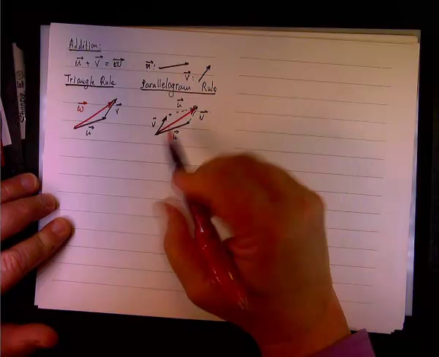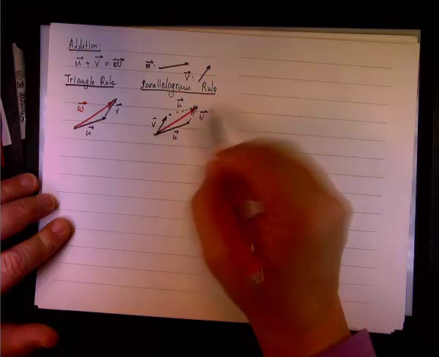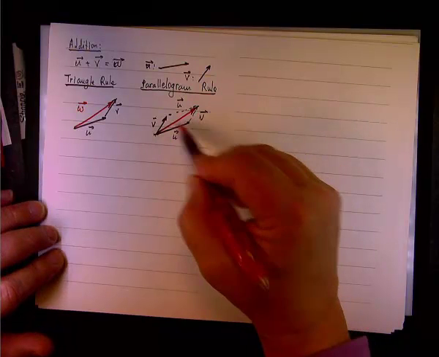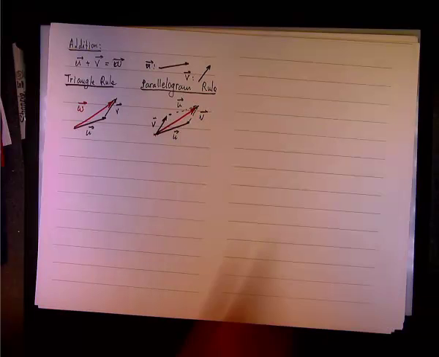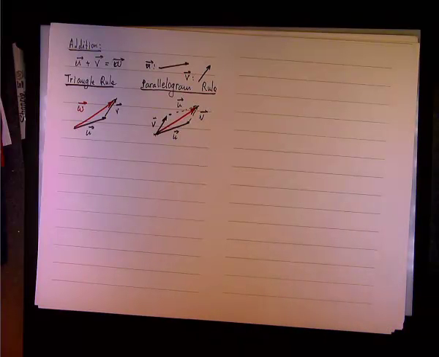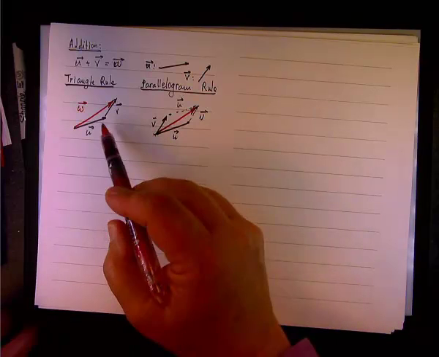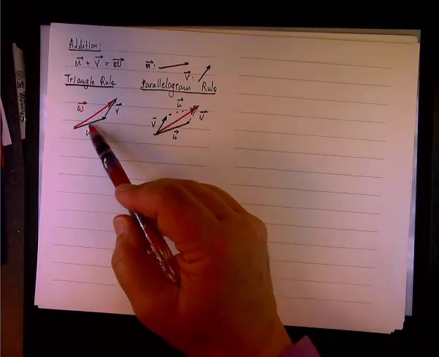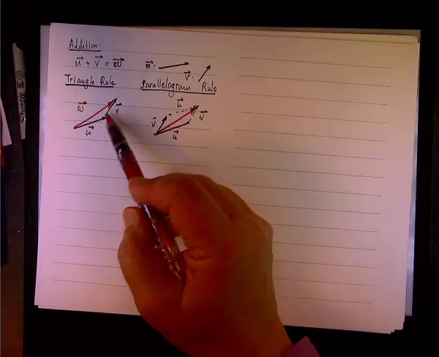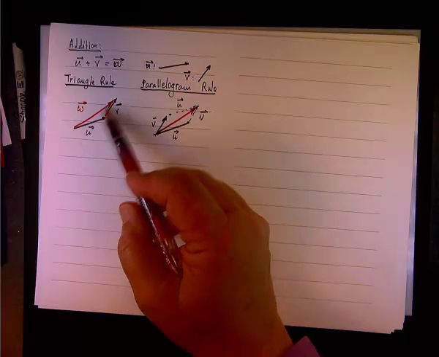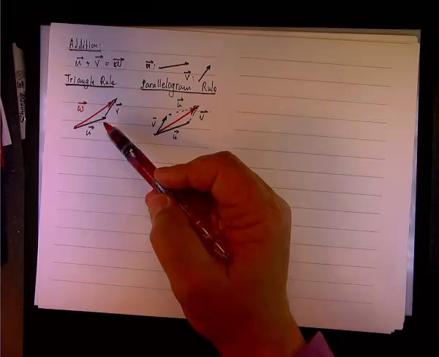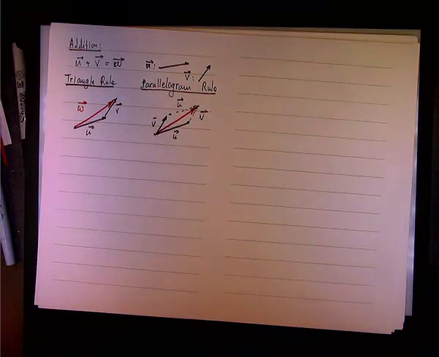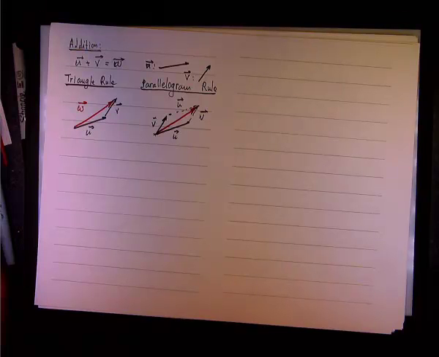Now, you need to be careful to connect from the initial point to the terminal point. If you go with the other diagonal, you actually perform subtraction. One thing, if you go back to your trigonometry, a lot of times, if we know the magnitudes of u and v and we know the angle, then we can use the law of cosines to come up with the sum. So the law of cosines in trig will come in handy.